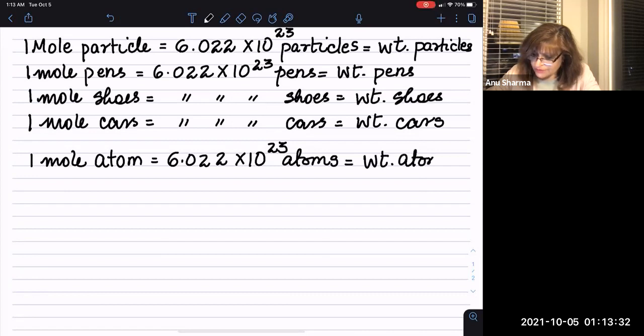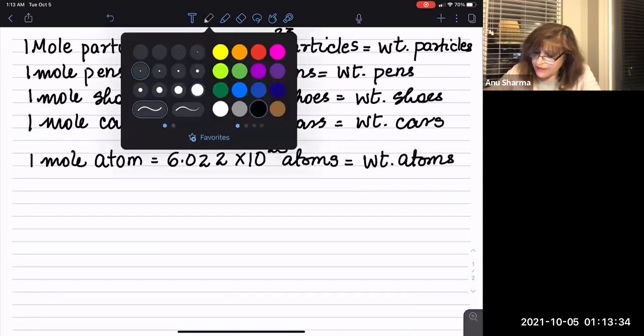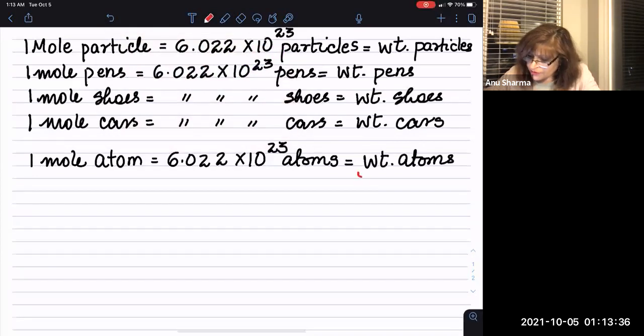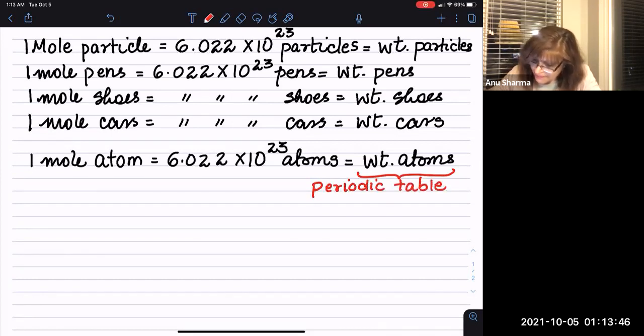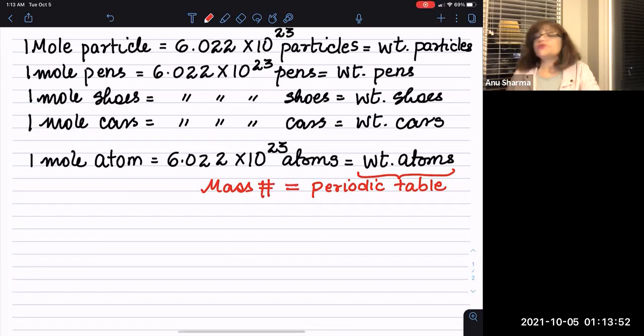Weight of those atoms. Now, where are you going to get this information? You're going to get the weight of those atoms from the periodic table. In the periodic table, there is the mass number, and that mass number you are going to use. And it's okay to round up here.